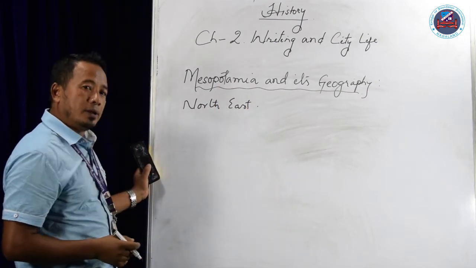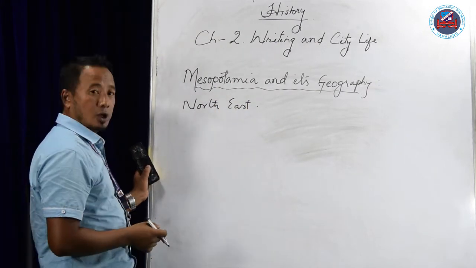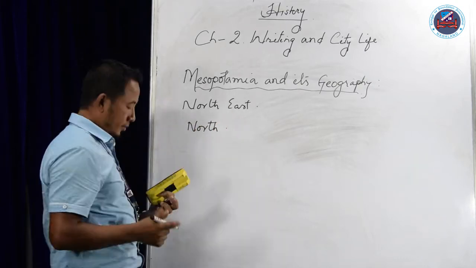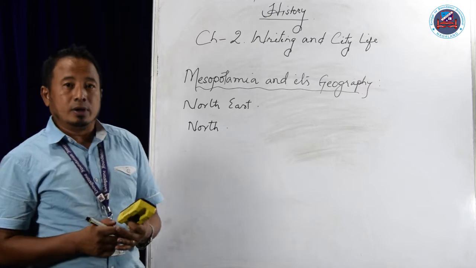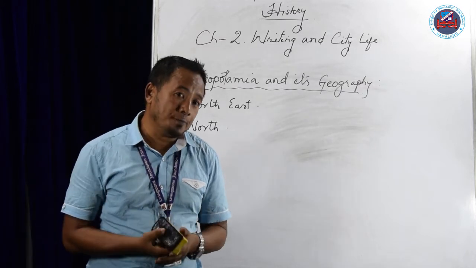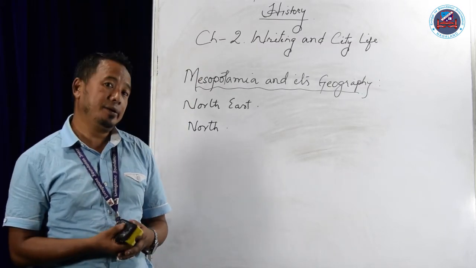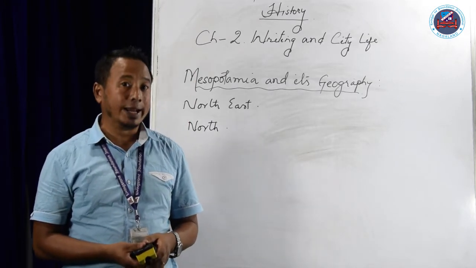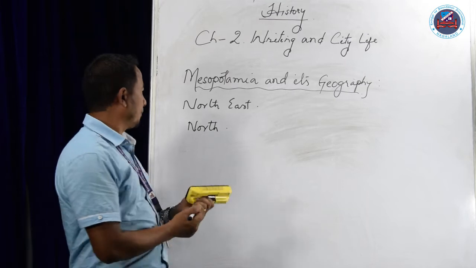Now, let us move up to the north. In the northern part of Mesopotamia, there is a stretch of upland called steppes.